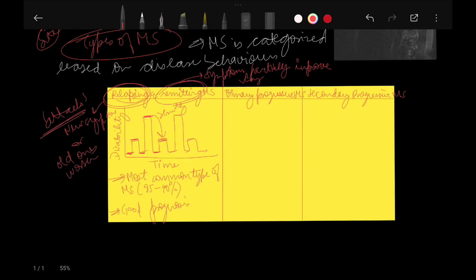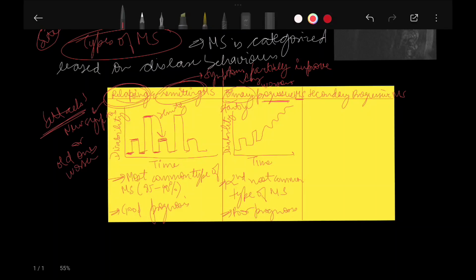Now next, coming to primary progressive multiple sclerosis. In this, disability is plotted against the time axis. This is the graph in this case. Now what is the meaning of primary progressive? It is another main type of multiple sclerosis. Progressive means it worsens from the starting. Primary progressive: it gradually worsens over time from the beginning of the illness, from the primary stage. It is the second most common type of multiple sclerosis, and it has poor prognosis.